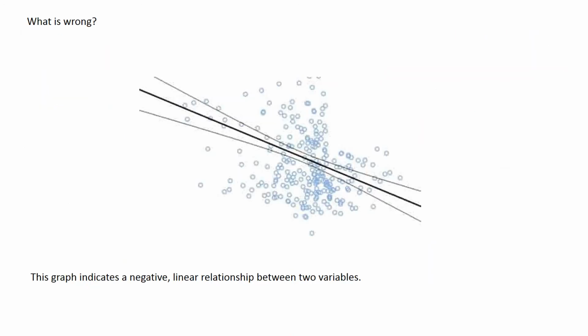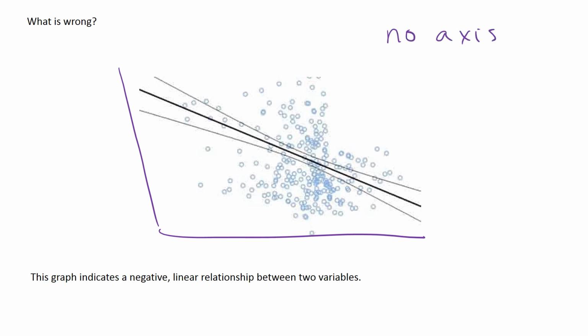So let's take a look at how scatter plots can be used incorrectly. In this one, we've got a whole bunch of points, and what's wrong? Well, number one, we don't know what it represents. There's no axes. We have no context. There's no title. So it's just a whole bunch of dots.